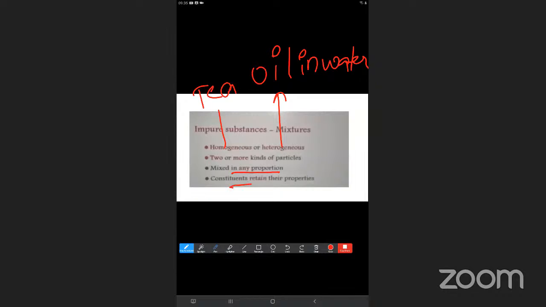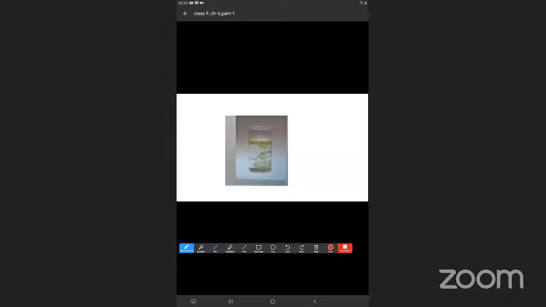And constituents retain their properties. For example, if you have taken oil in water, we can separate the oil from the water very easily. After separating, oil retains its properties again, and water retains its properties again. Oil has its sticky nature, and water has its boiling point and melting point. The properties are retained, so the substances retain their properties.